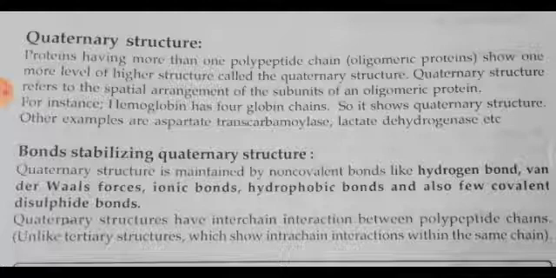Quaternary structure has interchain interactions. Inter means between, as I explained, A, B, and C, three different subunits. If A and B are interacting, and also B and C, or C and A, or C and B, like that, it is between the chains. Hence the word interchain: interaction between polypeptide chains takes place.